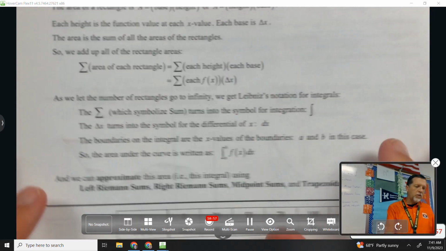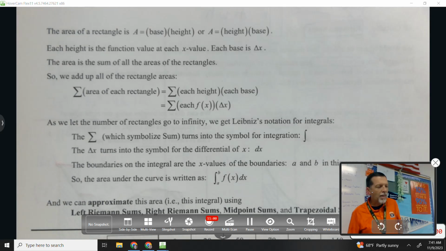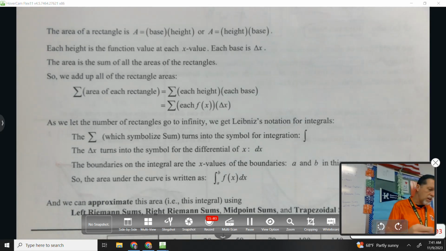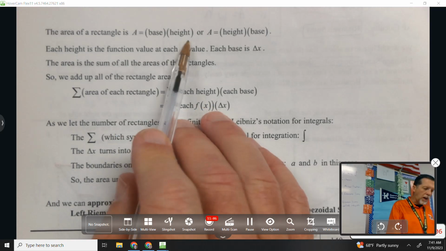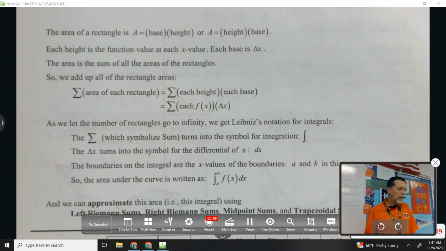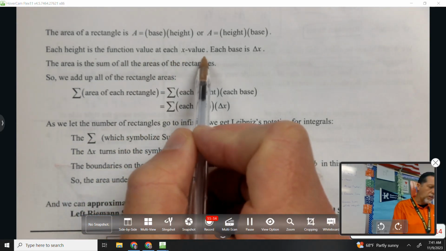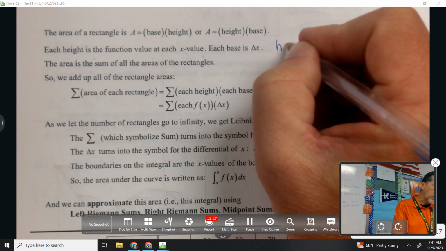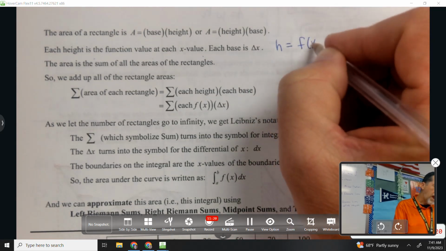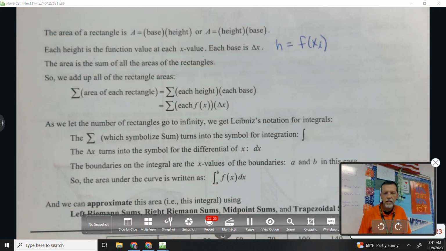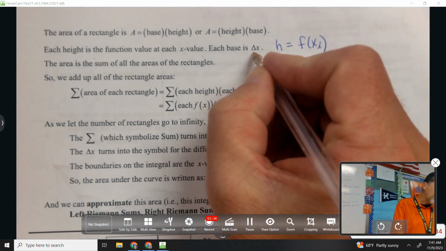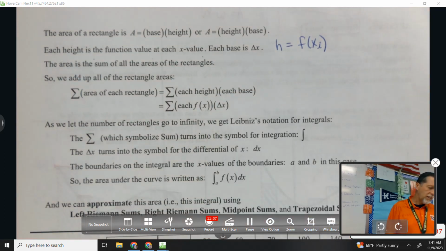Okay, now we start transitioning into calculus a little bit and putting a little more math behind just drawing pictures. The area of a rectangle is base times height, or height times base, right? So that's the same thing. Each height is the function value at each x value. So you can phrase it this way: the height is the function at whatever x value you're at, f of x. And it might be the x on the left or the x on the right, but the height is f of that x. And each base is delta x. It means change in x.